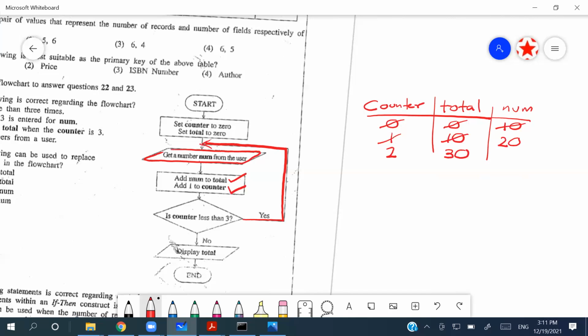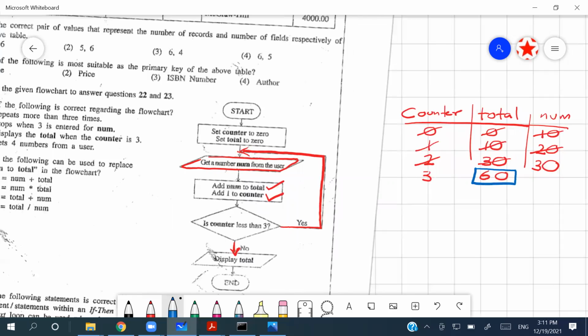Then still asking the same question, is counter less than 3? Yes. So it goes and asks for another number. I'm going to give 30. And it will be added to the total, so the total is going to become 60. And counter will become 3. And the question asks, is counter less than 3? Now the counter value is 3. 3 is not less than 3. So the condition fails. It is asking to display the total. So this is the one which is going to be displayed.